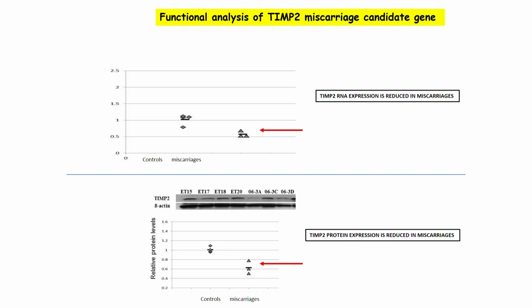RNA was extracted from elective terminations, and this was to be as comparable as possible to the miscarriages. And this is the expression of the RNA in the miscarriages, showing definitely a drop. And also the protein expression showed reduction in the miscarriages in comparison to control early pregnancies, showing that TIM2, if nothing else, the CNV affected the gene in such a way that it reduced its expression in the miscarriage.